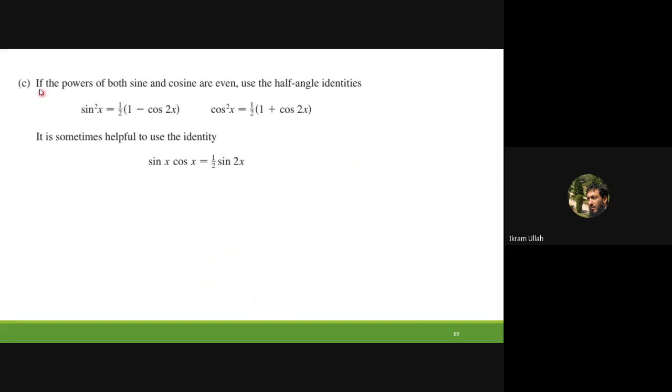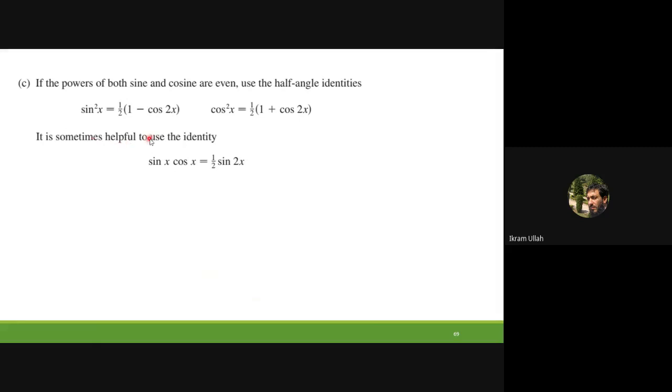For example, strategy C: if the power of both sine and cosine are even, अगर दोनों even है, use the half angle identities. This is the half angle. Sin square x is equal to 1 by 2 into 1 minus cos 2x, and cos square x is equal to 1 by 2 into 1 plus cos 2x. क्योंकि हमारे पास sin square x का डायरेक्टली इंटीग्रेशन नहीं पॉसिबल है, तो इसको हम हाफ एंगल आइडेंटिटी यूज़ करके और उसके इंटीग्रेशन आसान बना कर इवेलुएट कर सकते हैं.